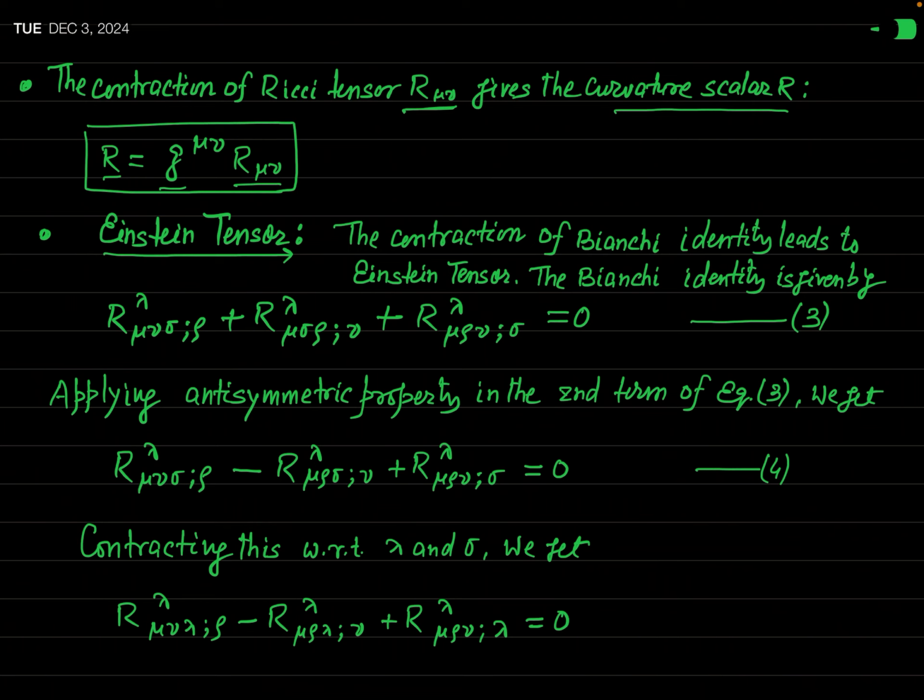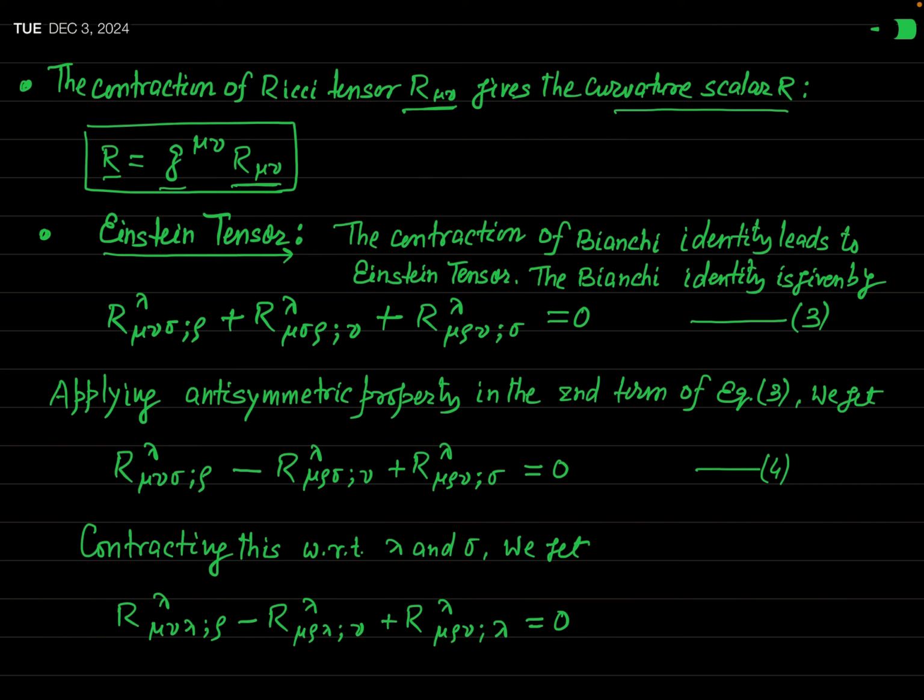Okay, and the remaining quantity will be R, which is actually a tensor of rank 0, and this is a very important tensor which is called the curvature scalar or curvature invariant. Okay, so this is all about the Ricci tensor.